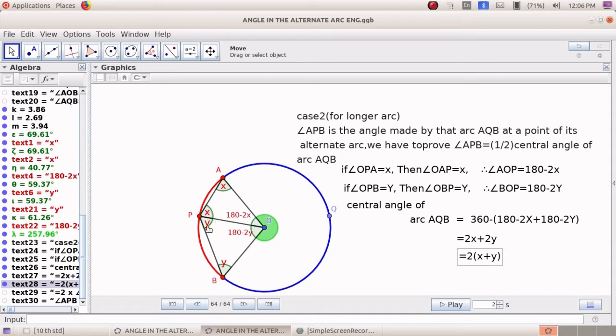That means if this angle is x plus y, we expect this one as 2 times (x plus y), which we have obtained. Okay, 2 times (x plus y) means 2 times angle APB. That means the central angle of arc AQB is 2 times angle APB. If we say it in another way, angle APB is half of the central angle of arc AQB. That means in the case of the longer arc also we have proved that when the endpoints are joined to a point in the alternate arc, the angle obtained in the alternate arc will always be half of the central angle of the arc.